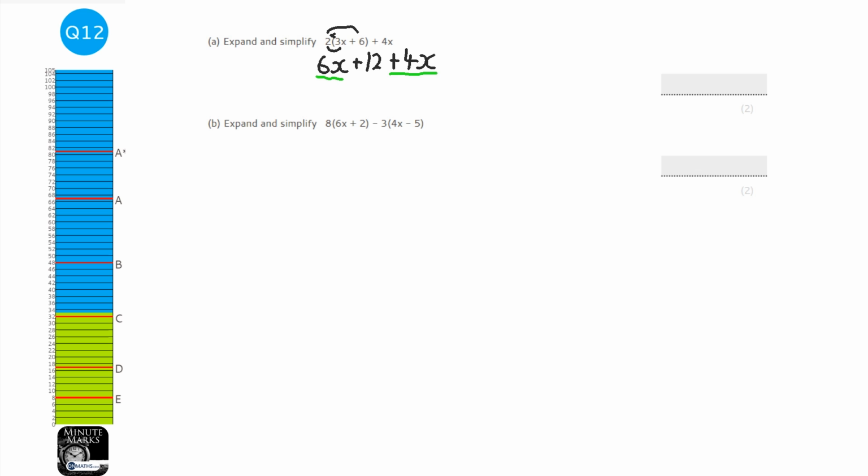So 6x plus 4x is 10x, and then there's nothing that we can do with the 12, so we just leave that. So it's 10x plus 12. Okay, the next one, there's a double smiles and rainbows. We've got one here, and we've got one here. So we'll do the first one first.